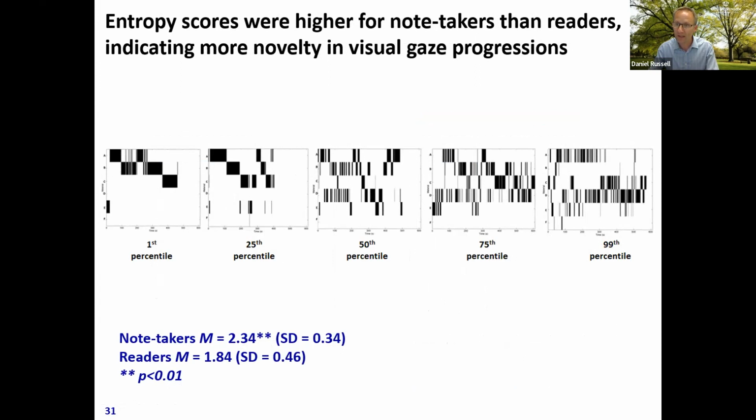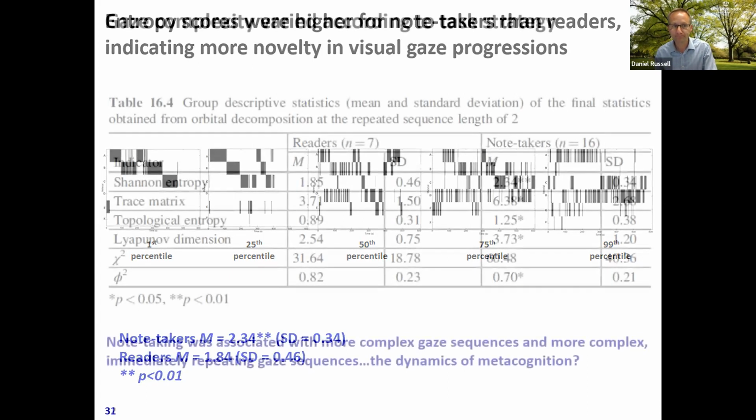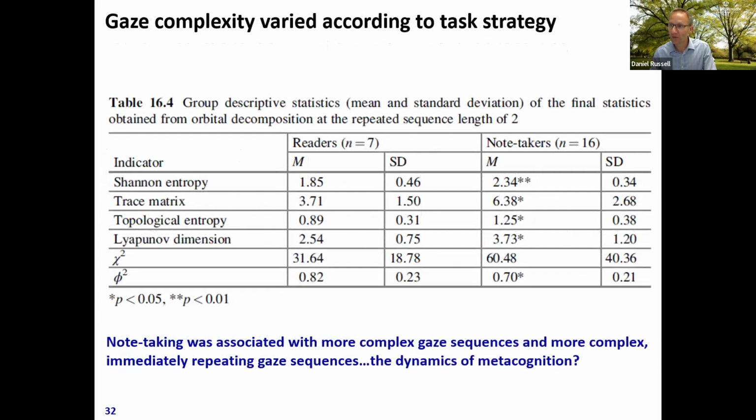This was a choice that they made. But those that, when they did decide to take notes, had greater novelty in their visual gaze. Now, there wasn't any difference in performance at the end on the test, so I can't say that having greater novelty in your visual gaze makes you a better learner. There are other things that could be going on in there, and of course differences in initial knowledge going into the study. But overall we see the gaze complexity varied according to the task strategy.